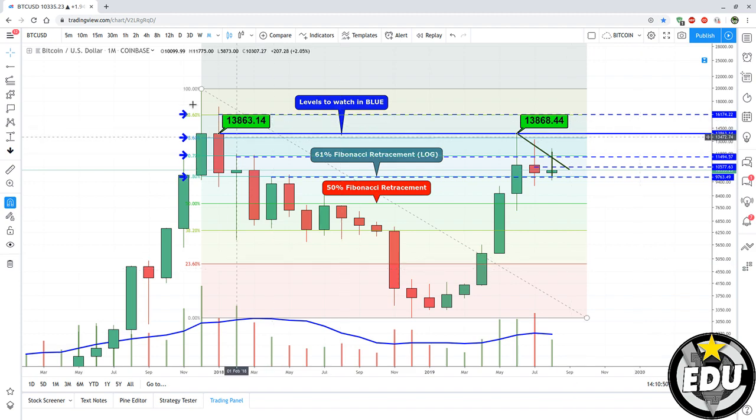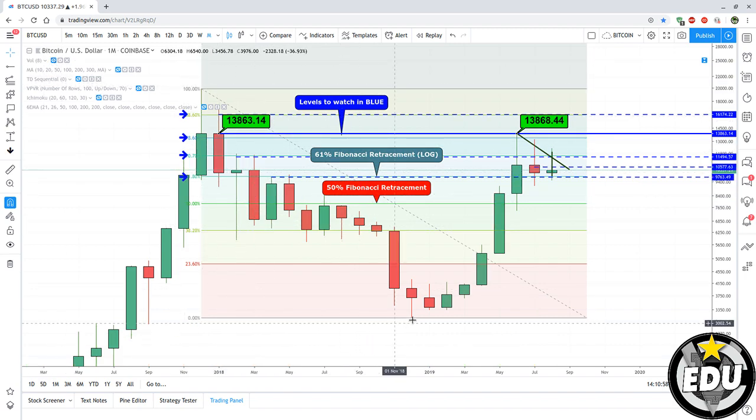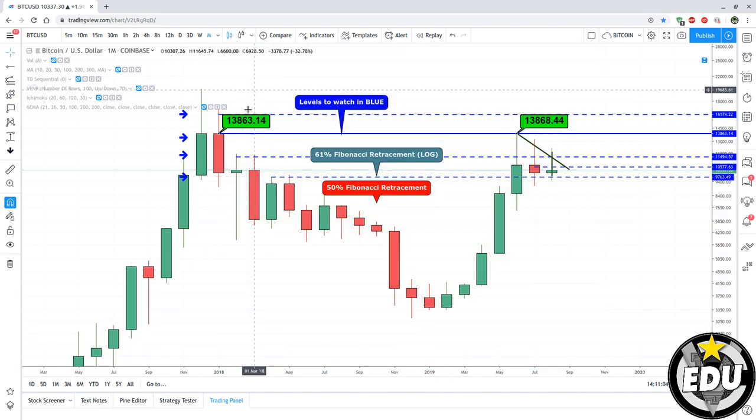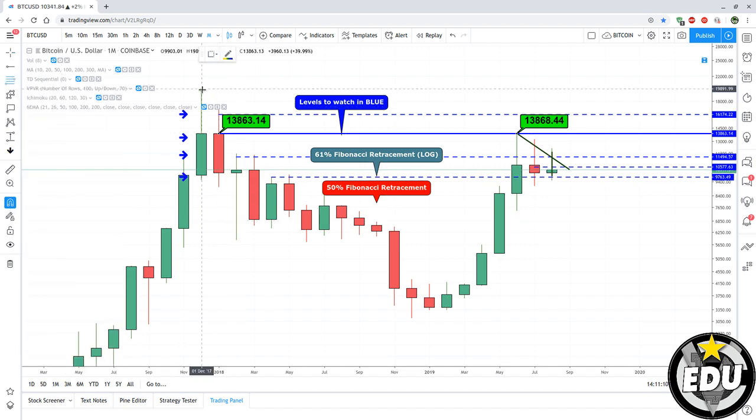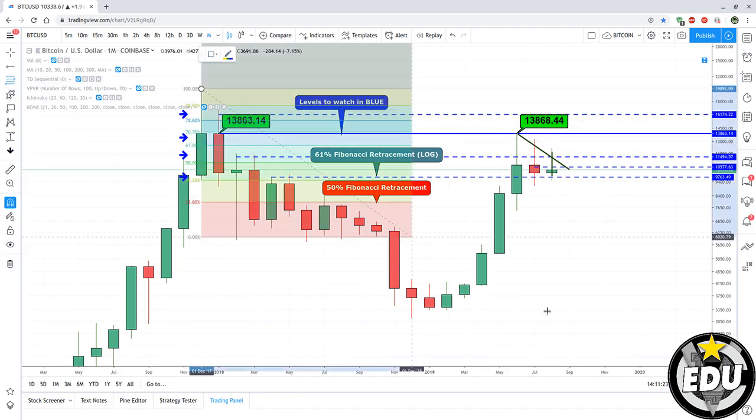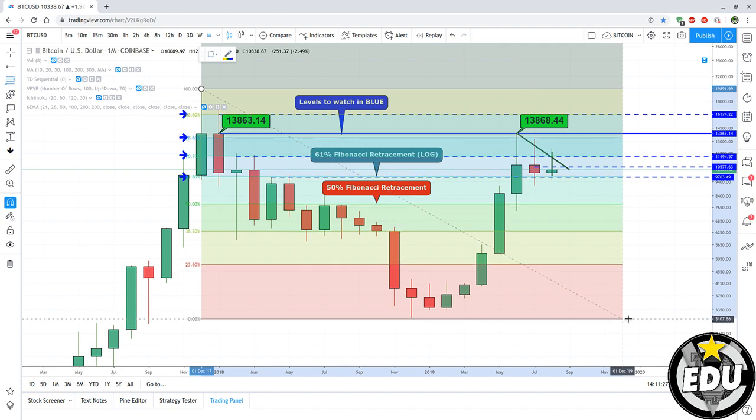Also because I traced a Fibonacci. Let me remove this volume thing right now. I traced an inverse Fibonacci of the bearish trend. And if you guys are not familiar with Fibonacci, maybe you are new to this, Fibonacci can be traced for both bullish and bearish trends. If I want to know how much this bearish drop corrected upward, I will trace a Fibonacci starting from the top, going to the bottom, and I will have my 78% Fibonacci retracement.